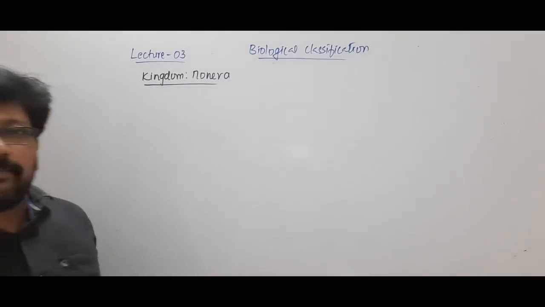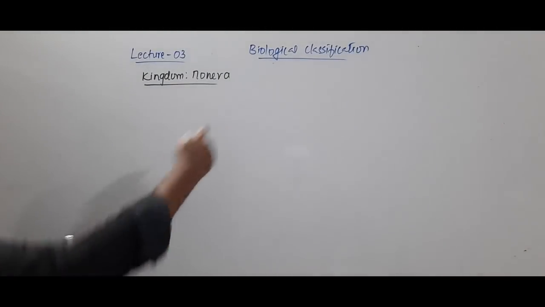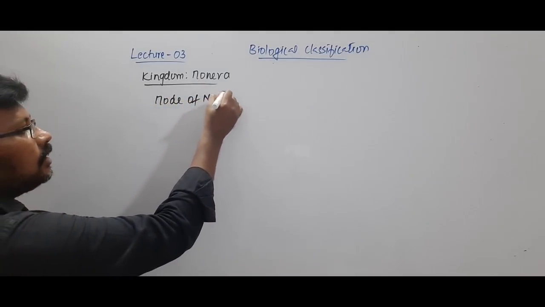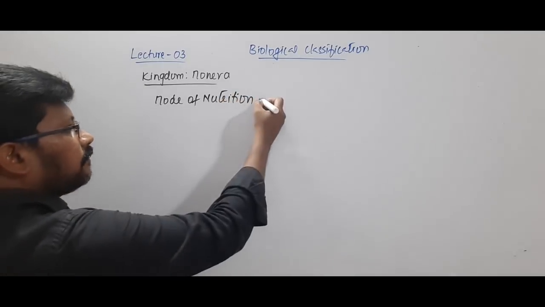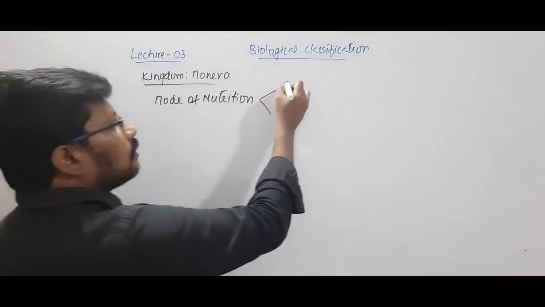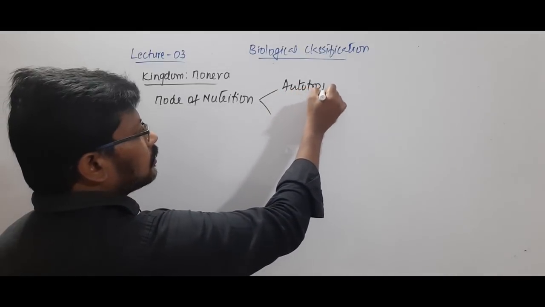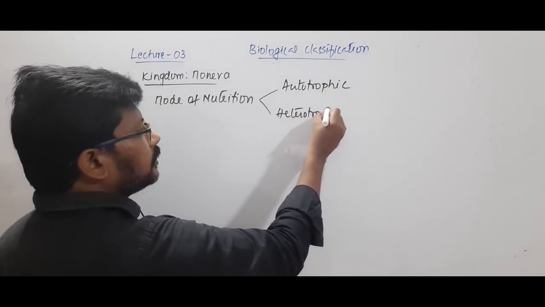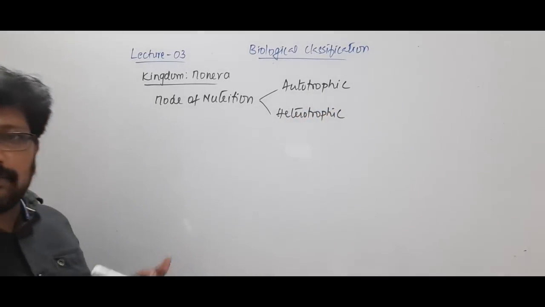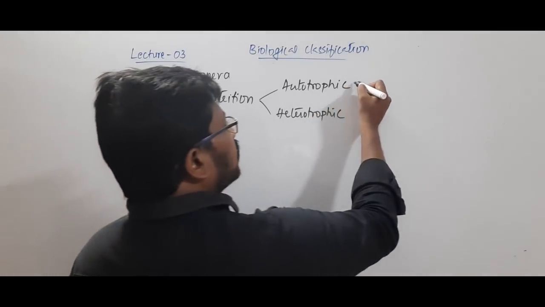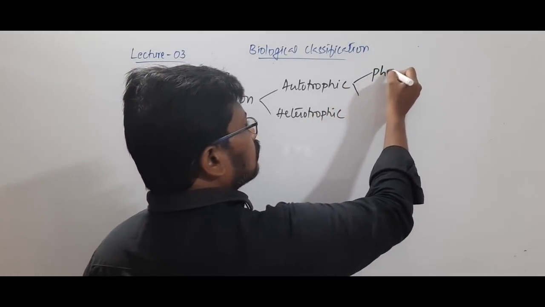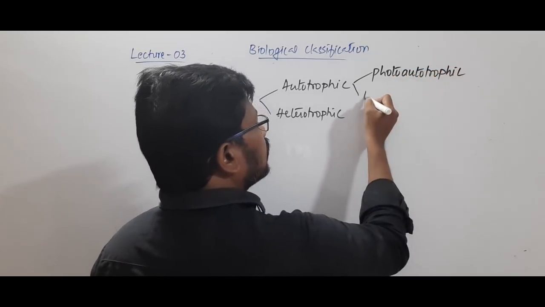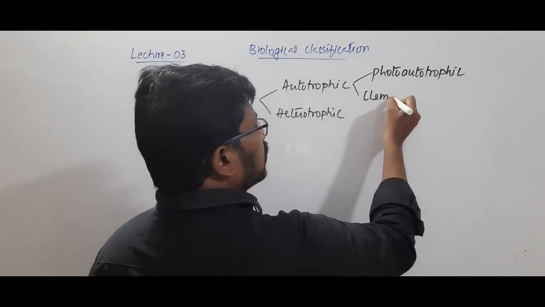Next, coming to mode of nutrition in monerans, we find two types: autotrophic and also heterotrophic modes of nutrition are seen in this group of organisms. Under autotrophic, we have two types: photoautotrophic and chemoautotrophic.